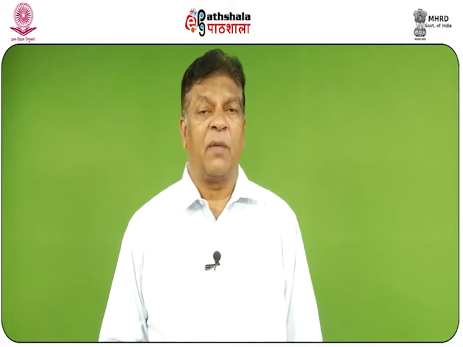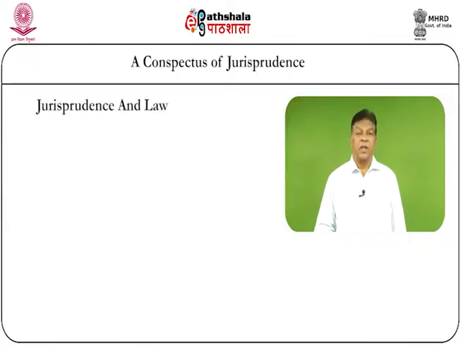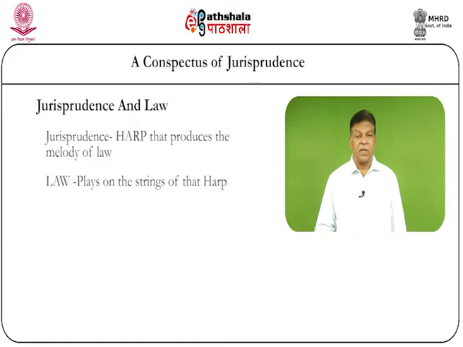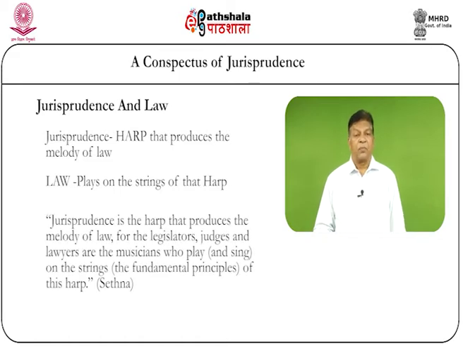The third important dimension is jurisprudence and law. Jurisprudence was described as the harp that produces the melody of law. Law always plays on the strings of that harp. It was said by Chetna that jurisprudence is the harp that produces the melody of law, for the legislators, judges and lawyers are the musicians who play and sing on the strings.